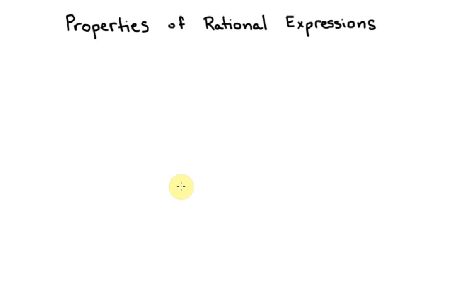Well, alrighty. This is properties of rational expressions. So let's start off by just saying, what do we mean by rational expressions? Well, for lack of a better word, they're kind of fractions. When we say rational expressions, we're really talking about fractions, and not just any fractions, but fractions that have some kind of polynomial on top and a polynomial on the bottom.